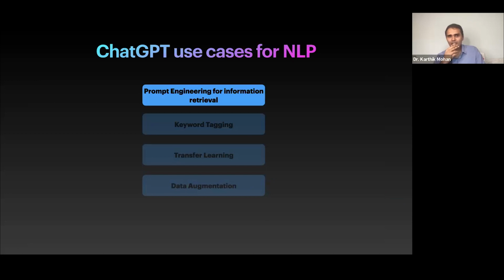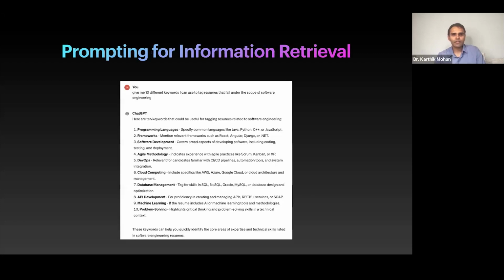So let's start with simple prompt engineering. We can do prompt engineering for information retrieval, just like one-off prompt engineering. It's very easy to do. So let's take an example of that. I just tried this out today. This is with GPT 3.5.